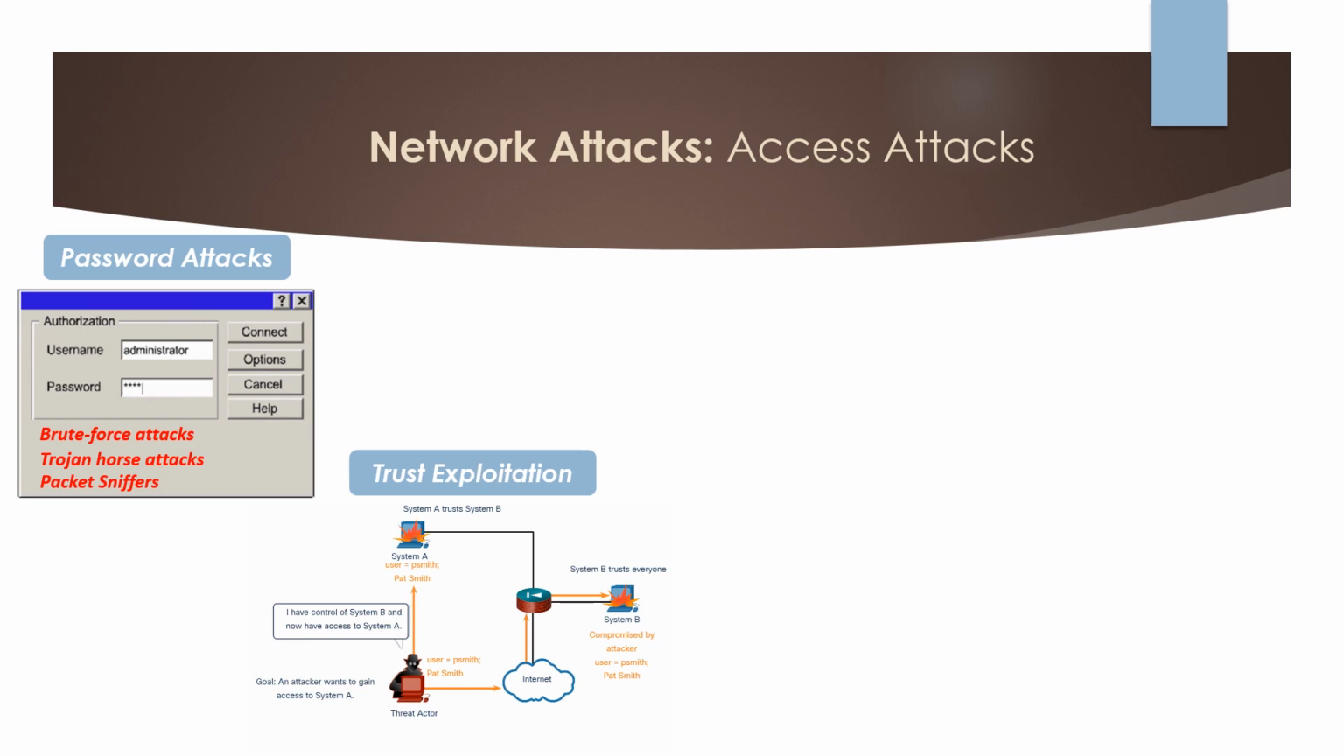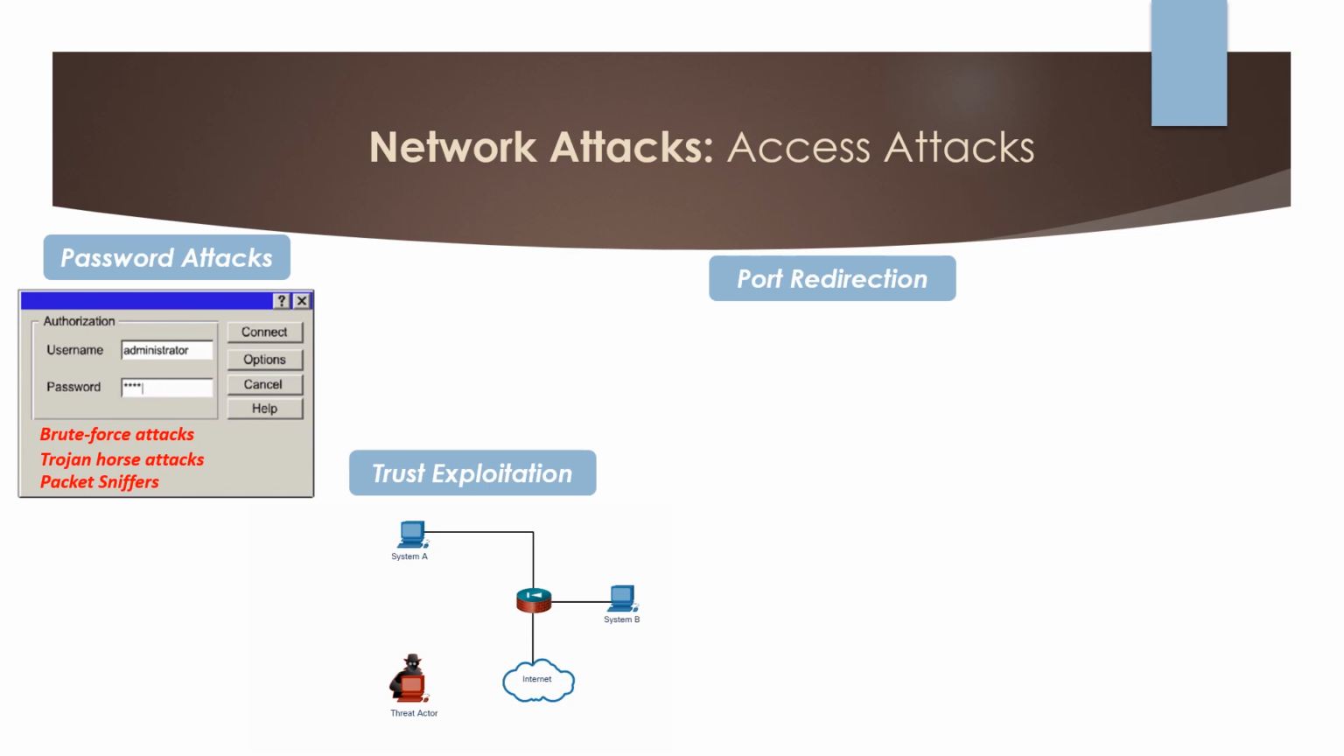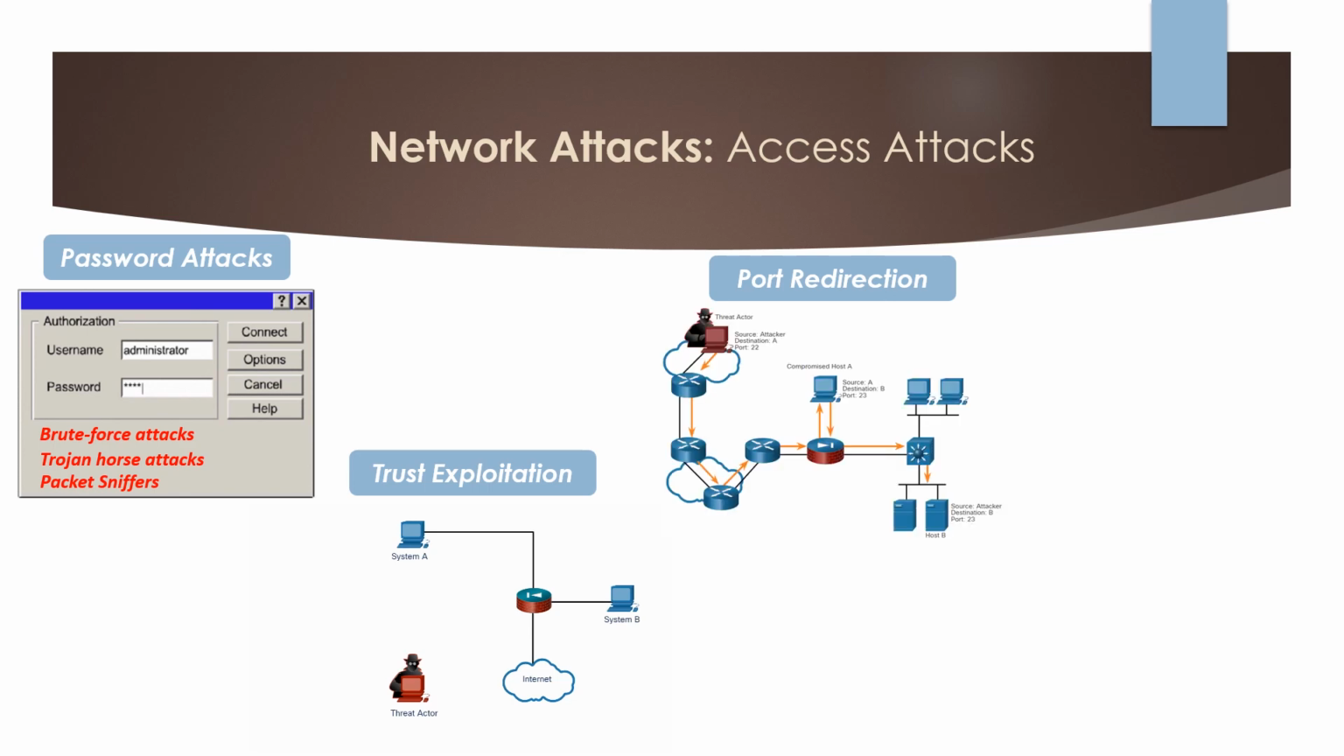The third type of access attack is port redirection. In a port redirection attack, a threat actor uses a compromised system as a base for attacks against other targets. The example here in this figure shows a threat actor using secure shell at port 22 to connect to a compromised host A. Host A is trusted by host B, and therefore the threat actor can use telnet port 23 to access it.